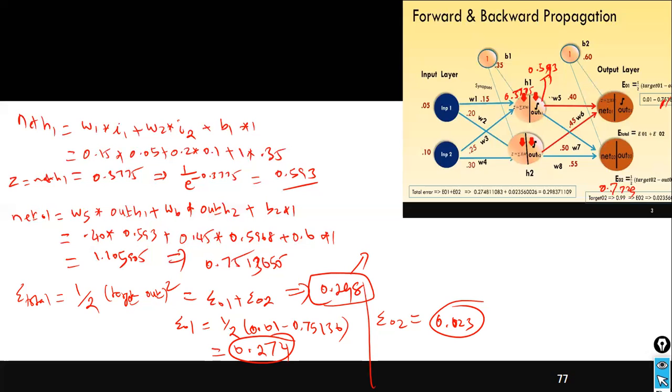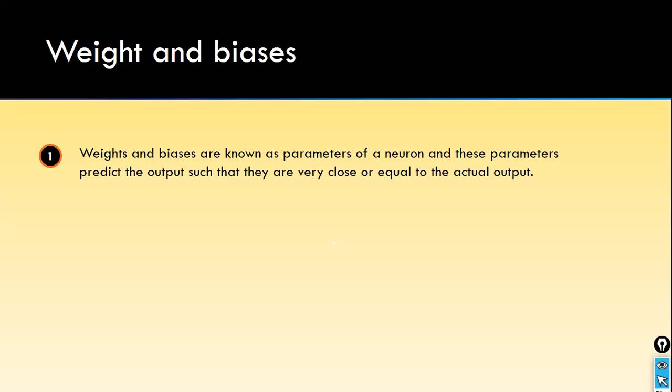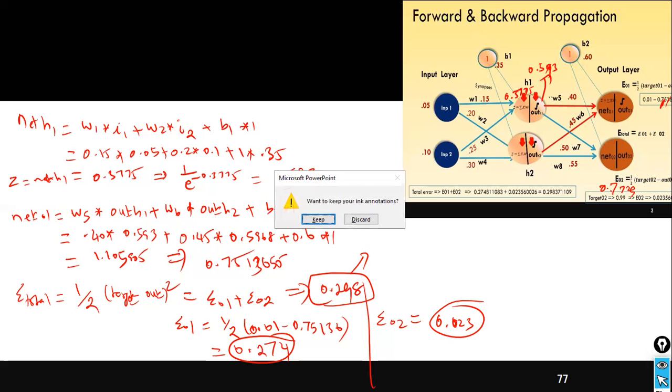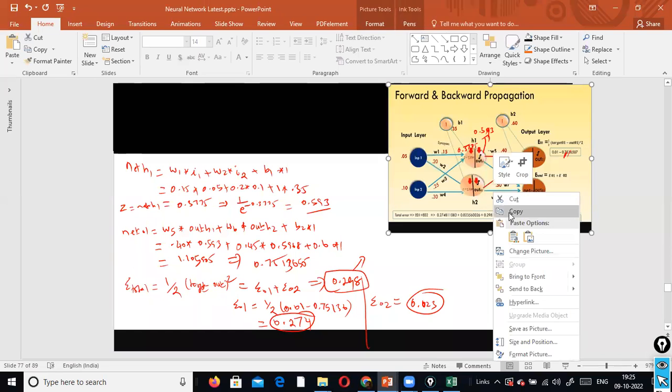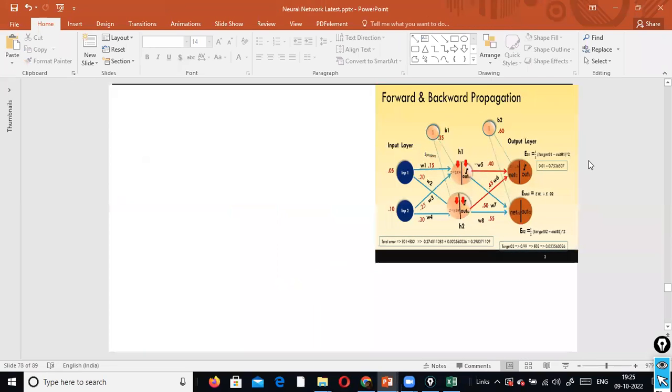Now what we will do is, to start with this, I just keep this as it is for our reference. I just copy and paste it in the next one.